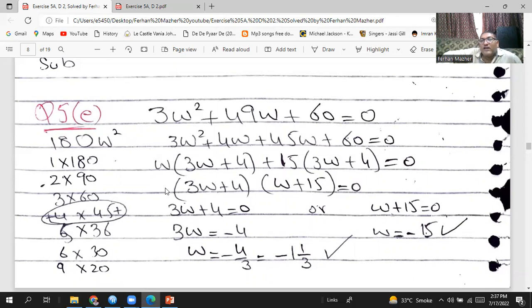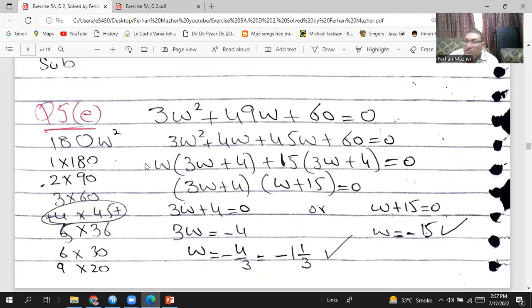You want positive 49, so both of them will be given positive signs. So you will have 3w squared plus 4w plus 45w plus 60 equals 0. From the first two terms, I will take w common, and you are left in the bracket with 3w plus 4. From the last two terms, you can see 15 is common, so bracket 3w plus 4 equals 0.